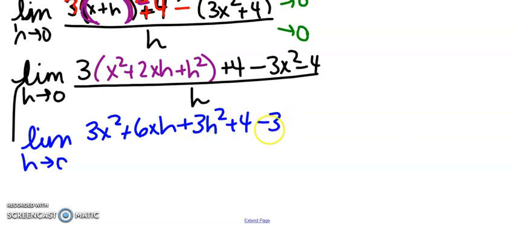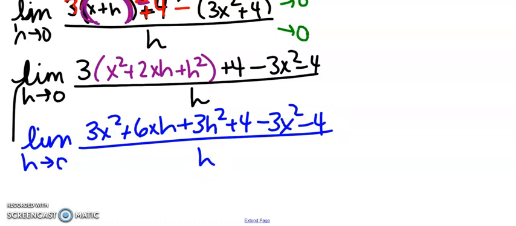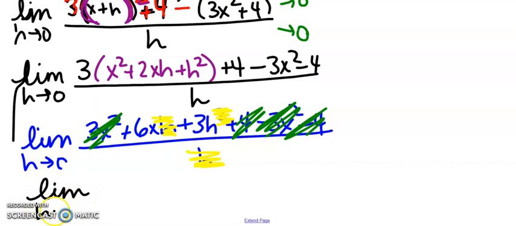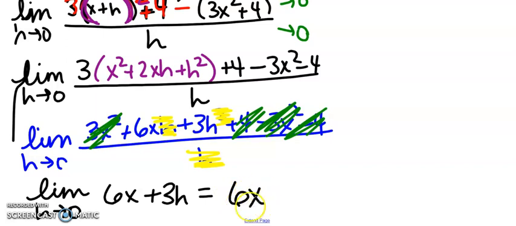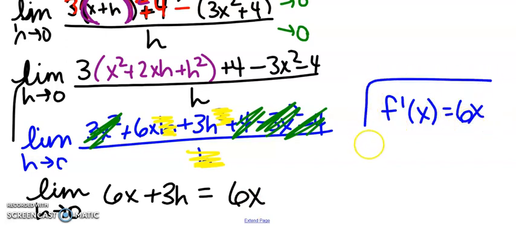So I'm distributing that 3 in hopes that something will cancel out at some point. And we lose the 3x squareds. We lose the 4s. And then each one of these terms has an h, an h, and an h. So what I have is a brand new limit problem. The limit as h approaches 0 of 6x plus 3h. Well, if I let h go to 0 with direct substitution, I end up with an answer of 6x, which means that the derivative of that function at any x value is equal to 6 times x.